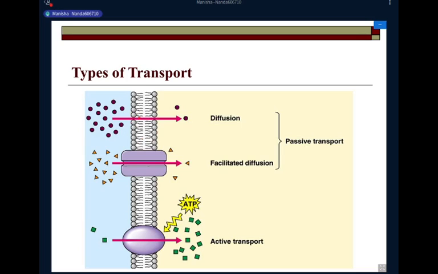Now again, you can see that in passive transport the figure shows two types of transport. Now can you differentiate between the two, or just tell me what appears to you when you take a look at these two different types of passive transport?